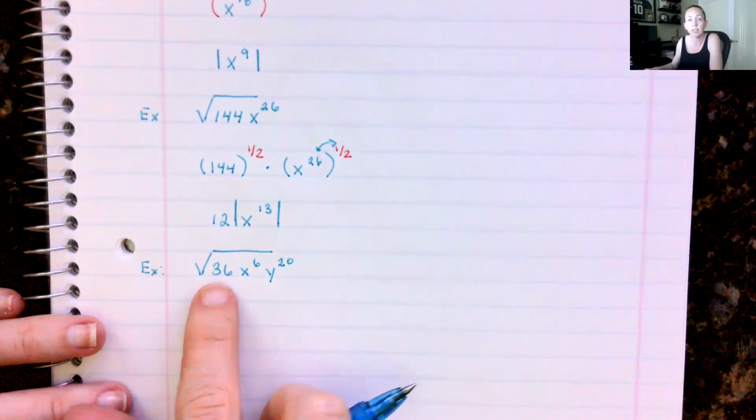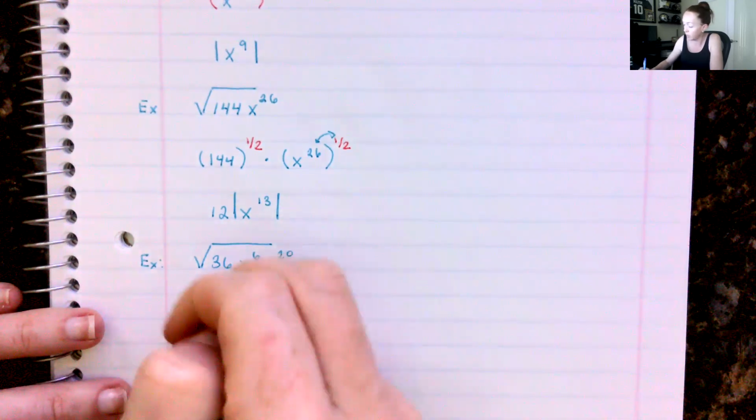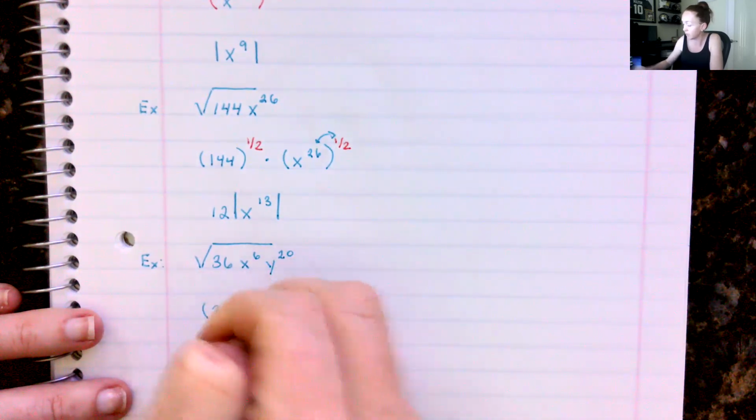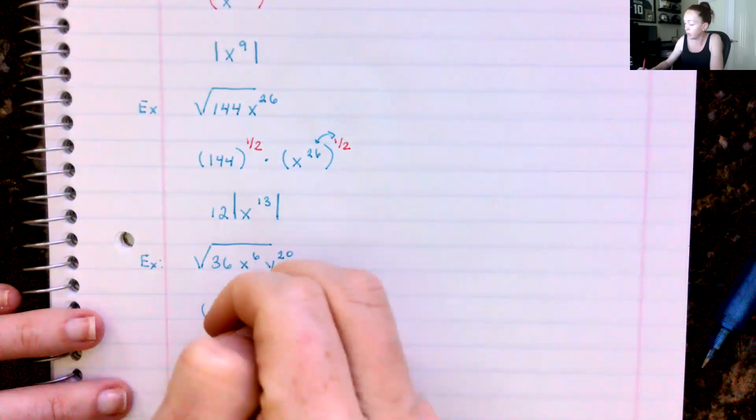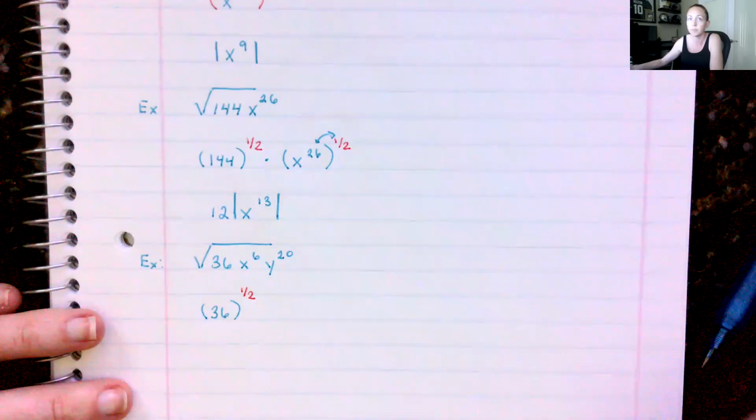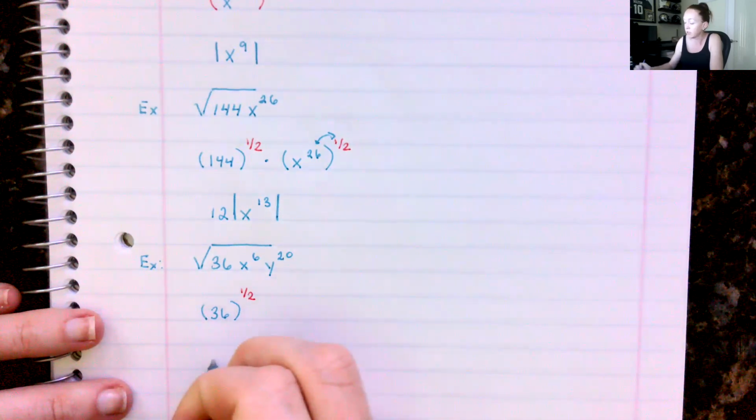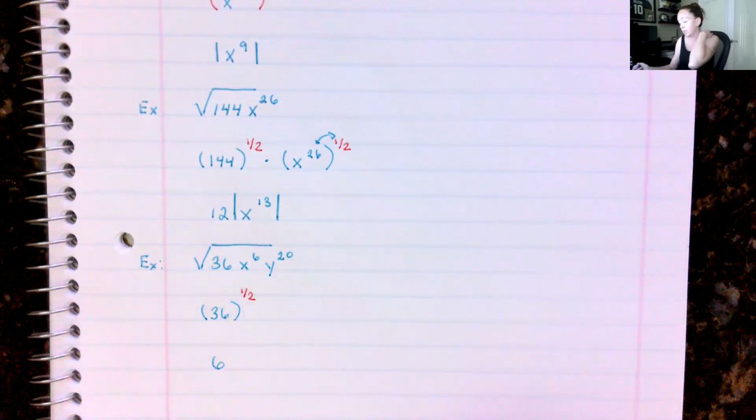So square root of 36, if we don't know our square roots, you can put in the calculator 36, and then on your calculator, you can do 1/2 as your exponent. That should give you the answer of 6. And square root of 36 is 6.